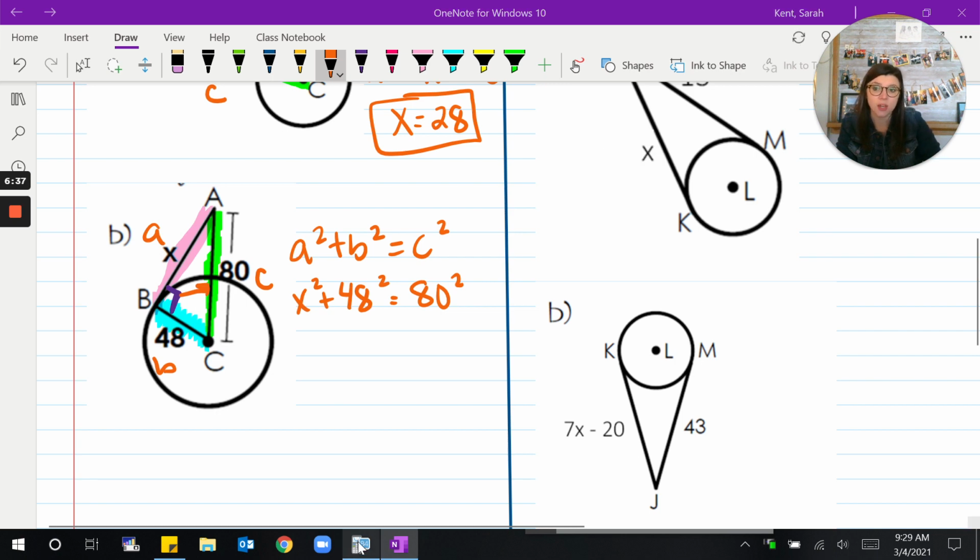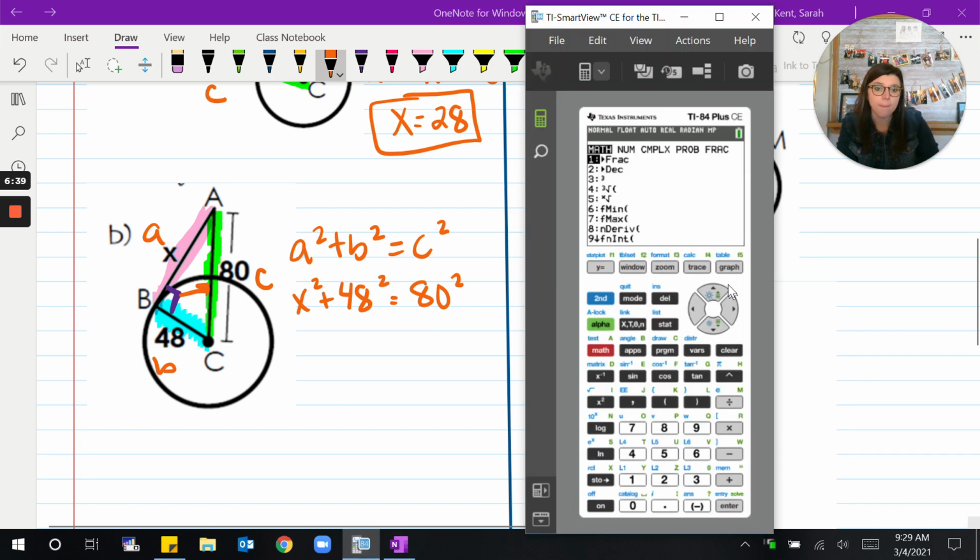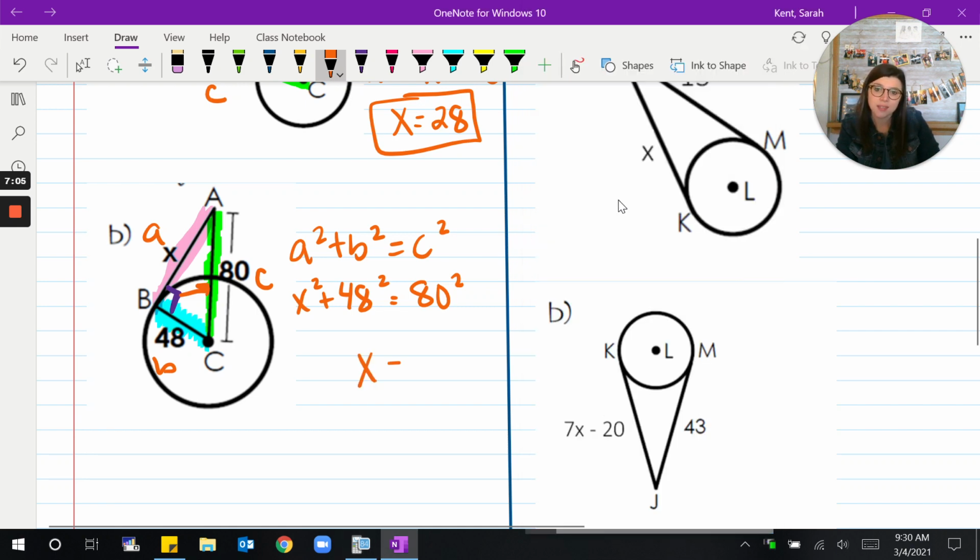So again, I can go to my calculator, math, enter. And this time I need X squared plus 48 squared. And then in E2, I need 80 squared. So then I'll press enter. I press alpha graph. And this time we get 64. So x equals 64.